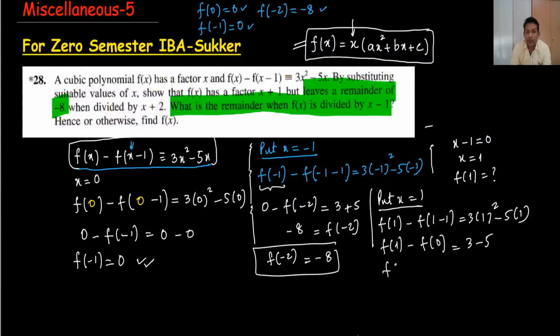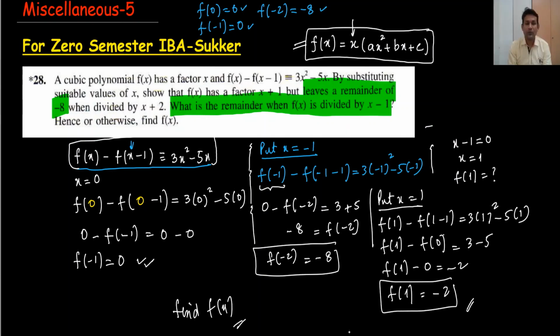So f of 1 is required. F of 0 is 0. This is 3 minus 5, which is minus 2. So we got the first part and the remainder is minus 2. We have done the first part to find the remainder. That's how we can find f of 0, f of minus 1, f of minus 2.